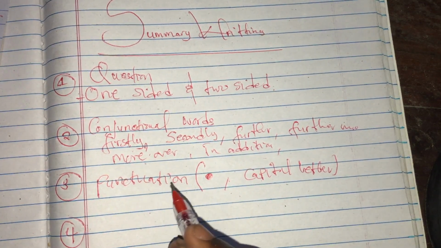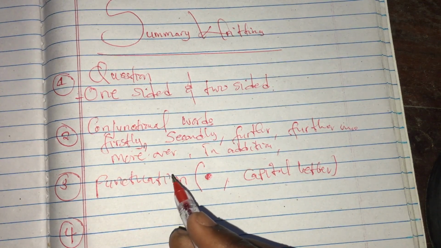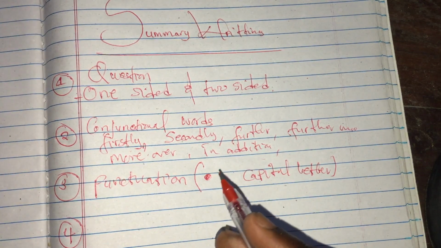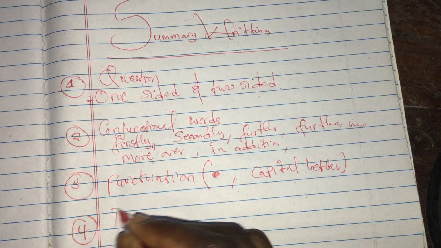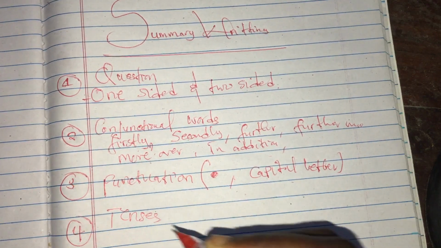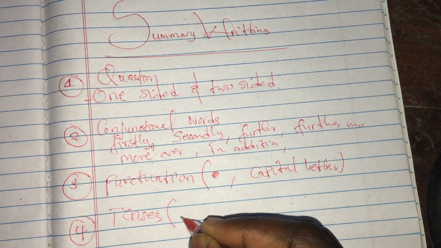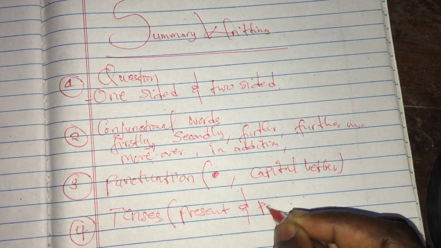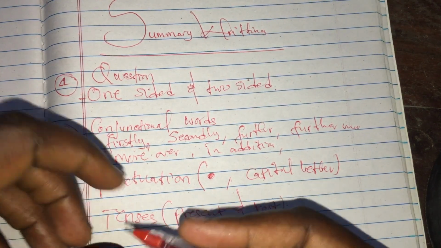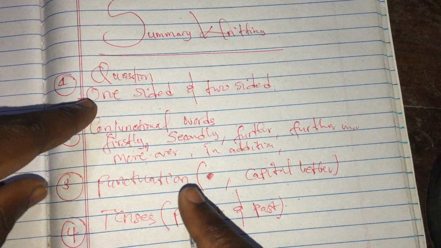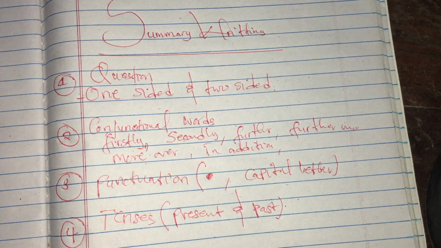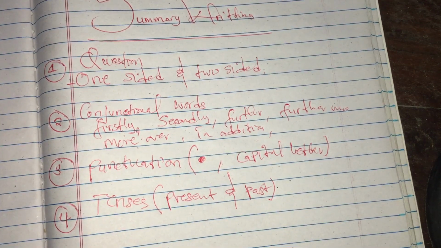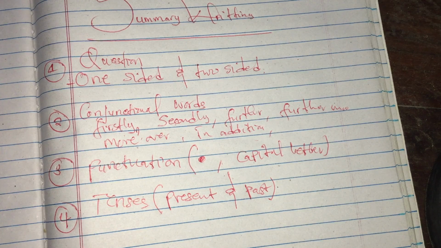Take note. Then the other key thing which you must take note of before entering the exam room is the tenses. You must also understand the tenses. We have 2 parts, the present and also the past. If the question is being asked in past tense, your summary should be written in past tense. If your question is asking you to write in present tense, make sure that you write your summary in present tense.